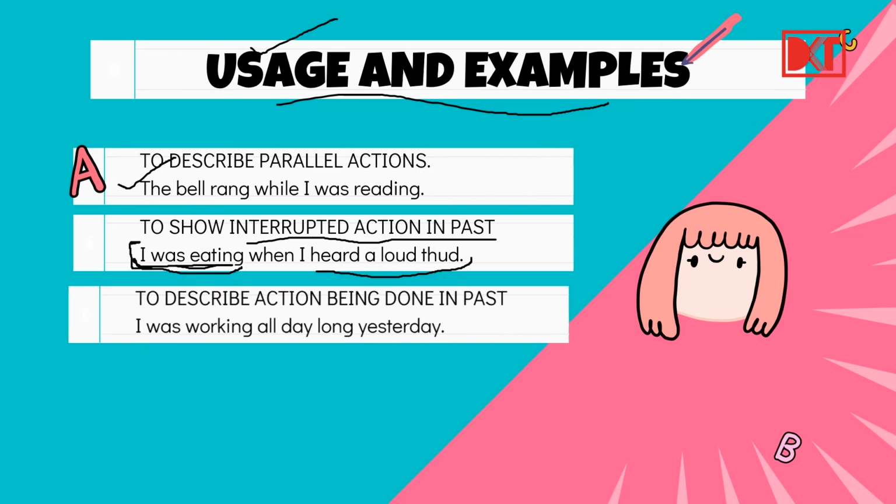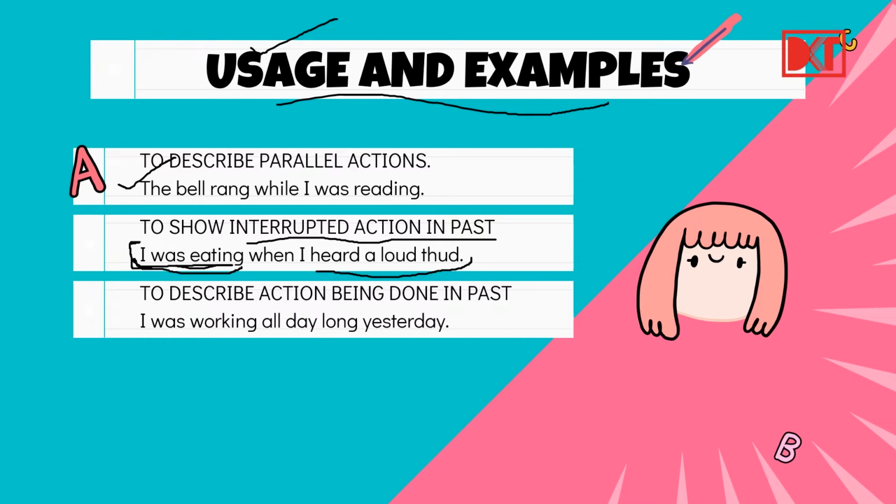Alright, then next. To describe an action being done in the past. The action which was happening in the past. Alright. For example, I was working all day long. Meaning continuously the whole day I was working. So the action was being done. Alright. And if I had to say that I did work yesterday, I completed this work, so I will say I worked yesterday. I completed my work yesterday. So that will be simple past. And this is past continuous. Why? Because we are telling about an action being done.